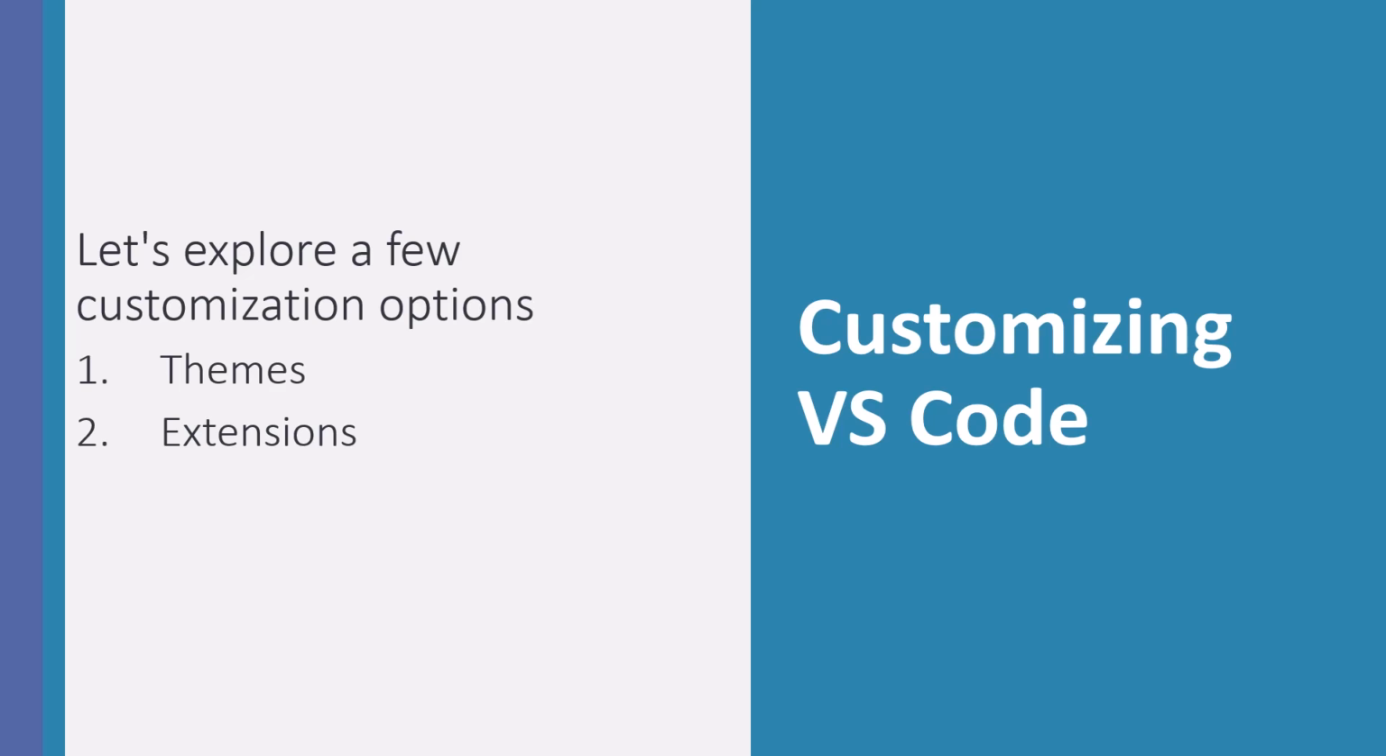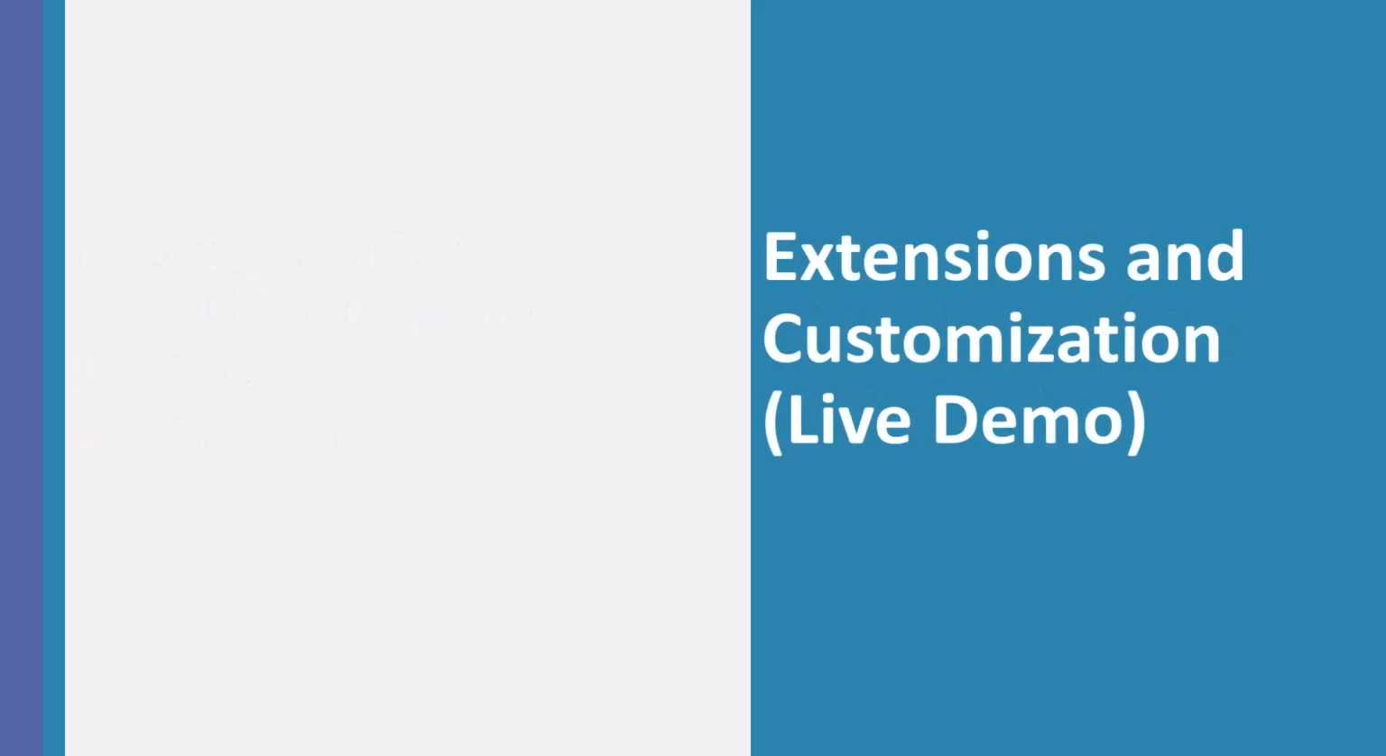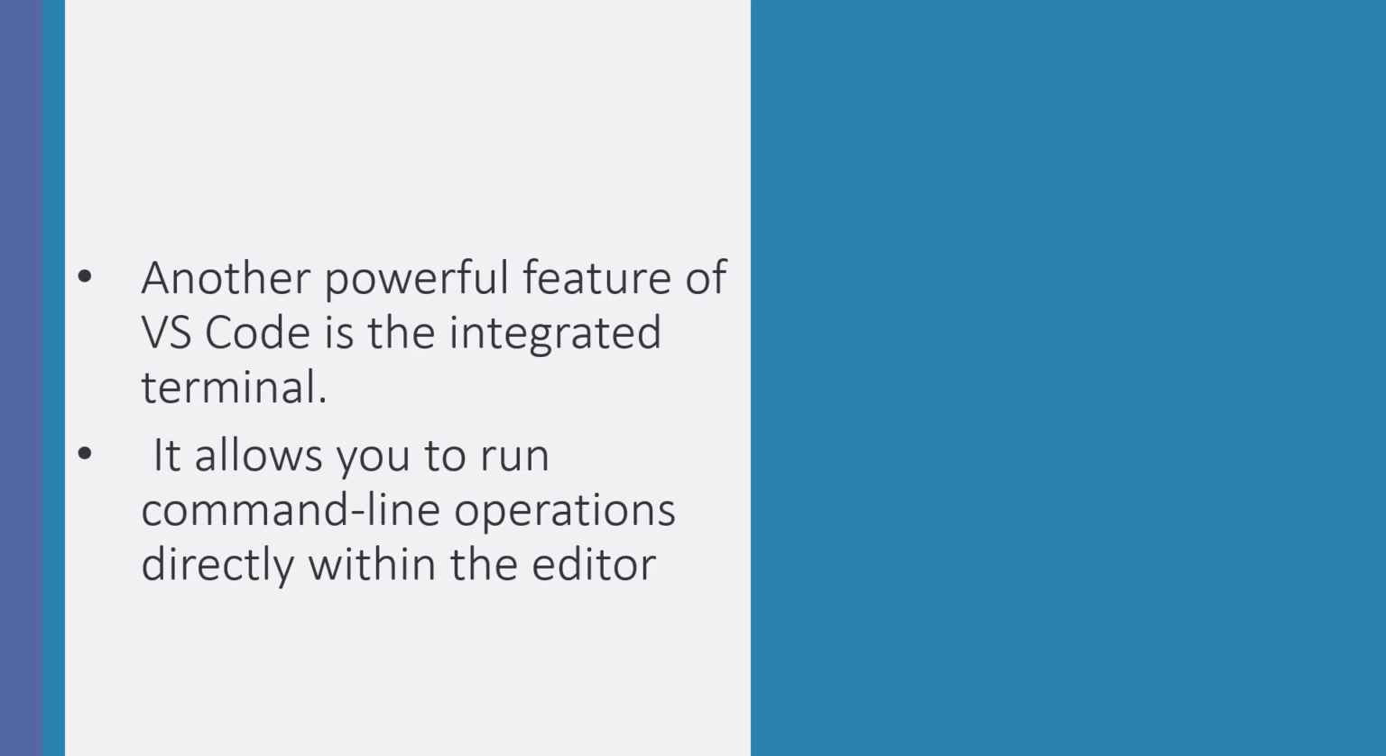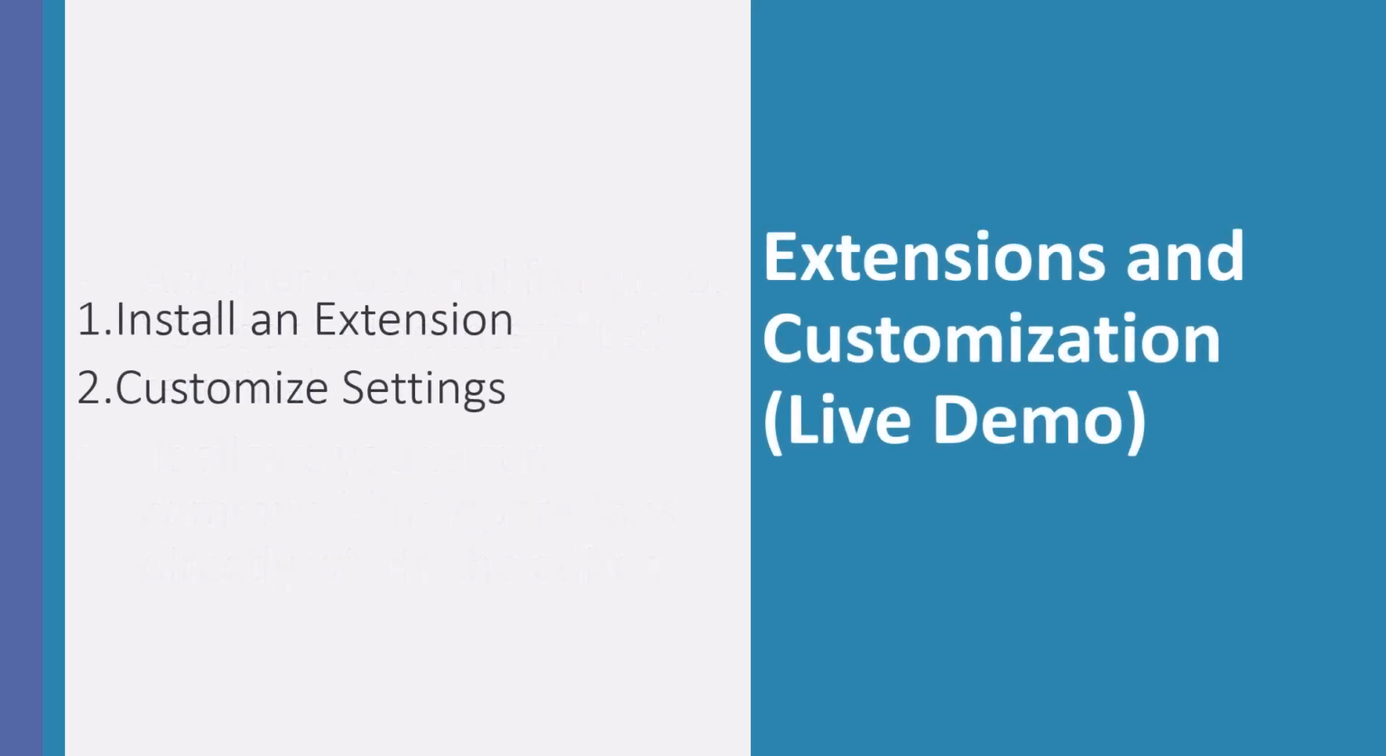And extensions. Now extensions add functionality to VS Code. To install extensions, click on the extensions icon in the activity bar, search for the extensions you need, and click install. Now next we'll go for a live demo of extensions and customization. Okay, so we'll install an extension and customize settings. Let's switch over to Visual Studio Code now.